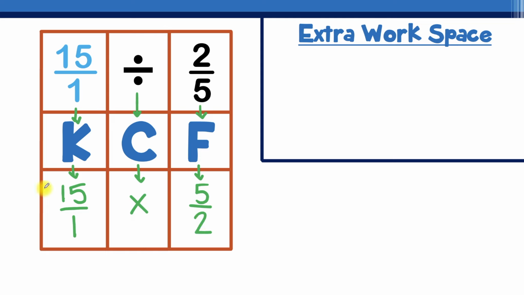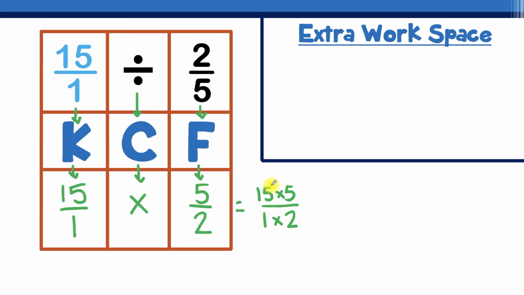Now that we have a multiplication problem, all we've got to do is multiply the numerators to get the new numerator, and multiply the denominators to get the new denominator. So here we've got 15 times 5. That will give us our new numerator. And in the bottom, we've got 1 times 2. And that will give us our new denominator.